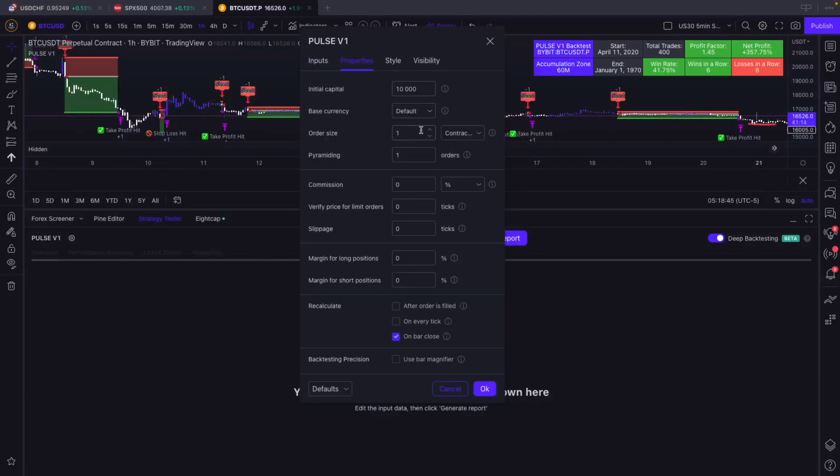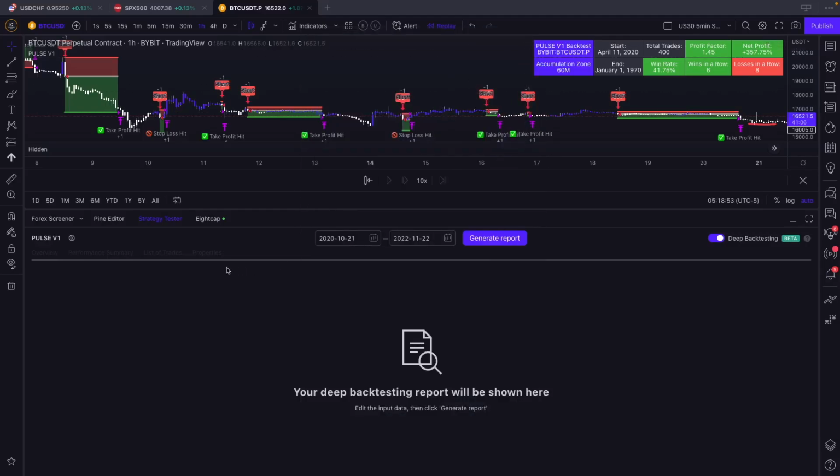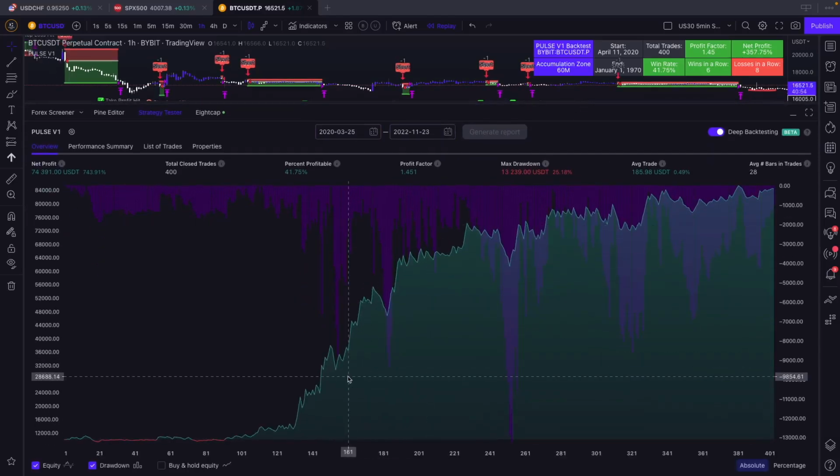Basically what we're doing is we're trading 1 Bitcoin the whole time, so you basically need a 1.6 leverage for this. And if we check the strategy backtest and do a deep backtesting, I go back to the first day available and select today, and we generate the report. Let's have a look at those results. We also closed a total of 400 trades, so that's matching up with our trade section right here.